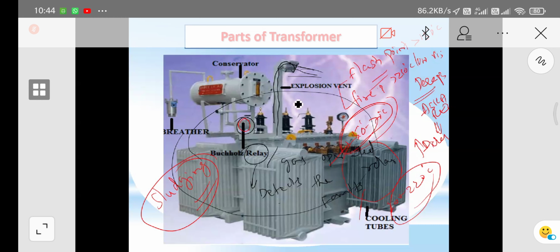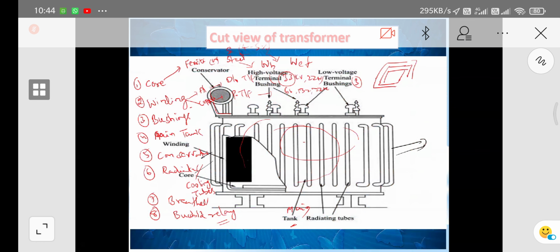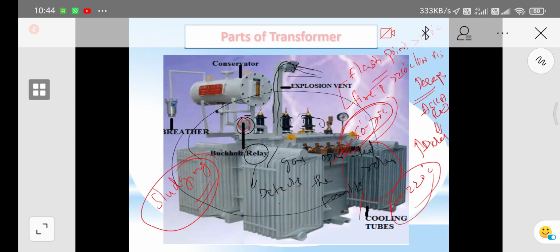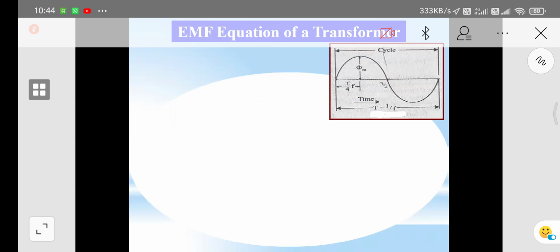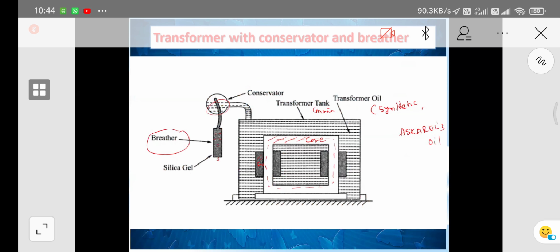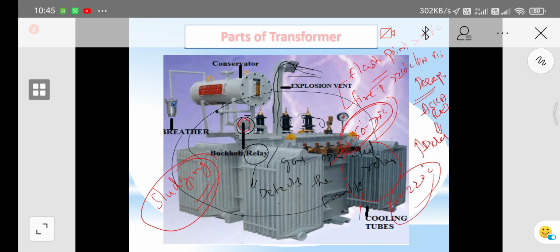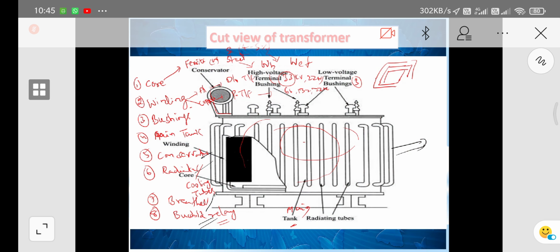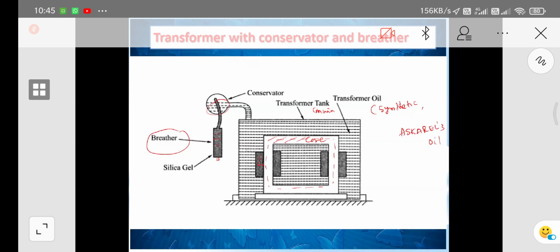So these are the bushings and breather. In the breather some silica gel will be there, and the Buchholz relay. Okay. Next, dear students, have you understood all these parts of the transformer? This is the transformer with conservator and breather here.